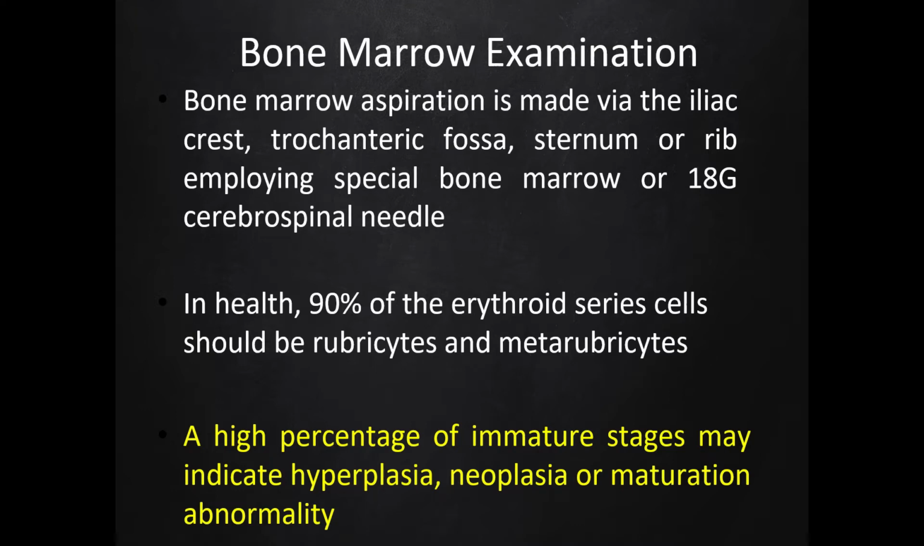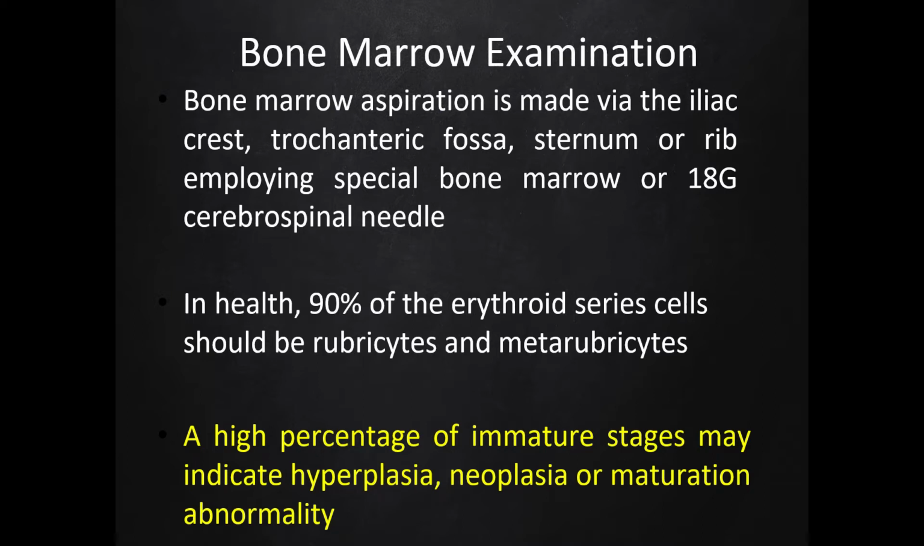and metarubricytes. You can perform it via the iliac crest, trochanteric fossa, and also the sternum or rib, employing a special bone marrow needle, an 18 gauge cerebrospinal needle. In practice, bone marrow examination is somewhat difficult. I didn't experience this procedure because it is difficult and you can injure the animal, or you can hit the nerve.